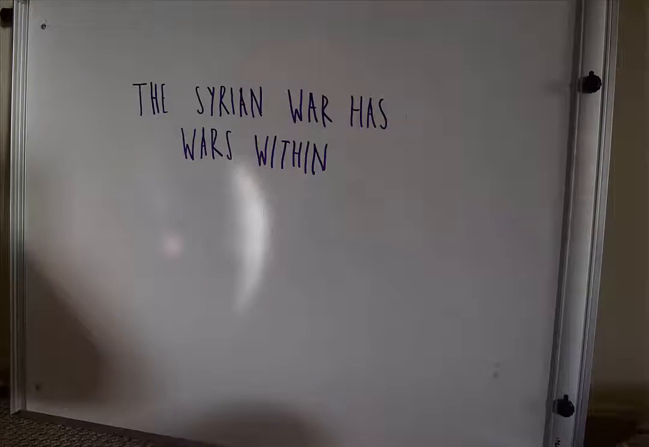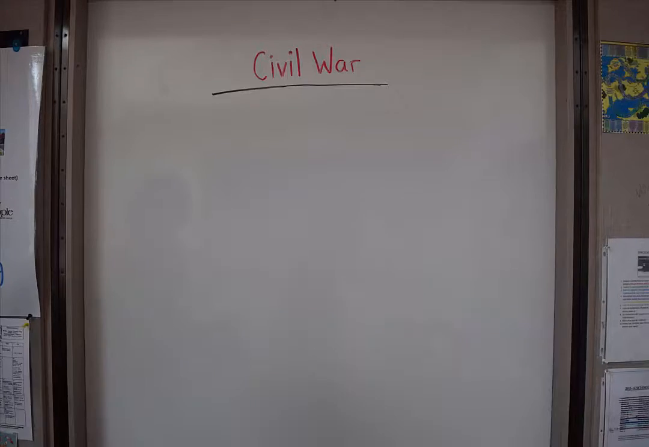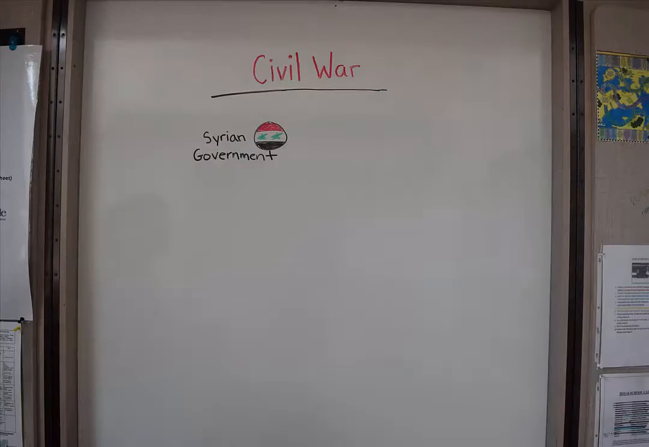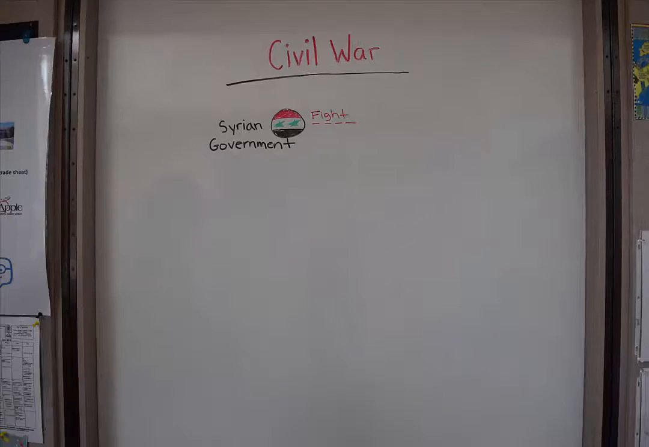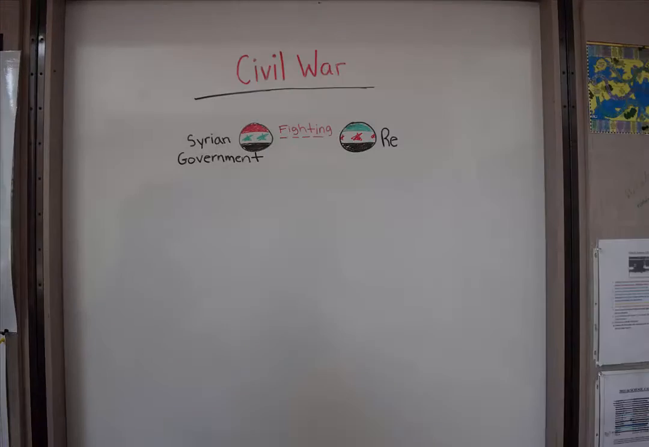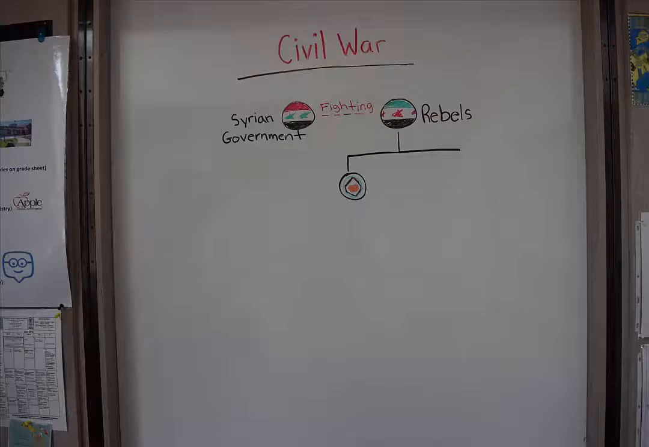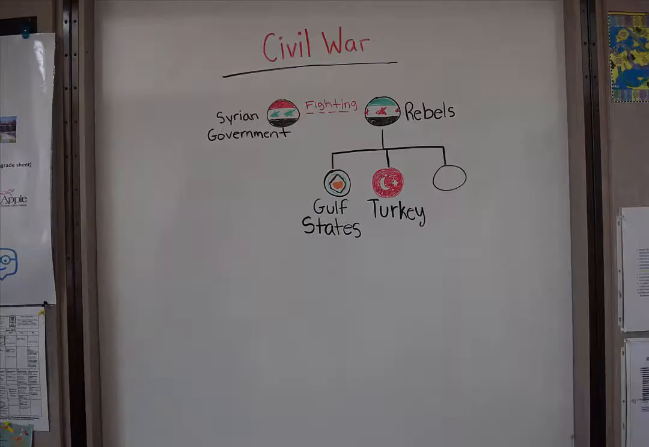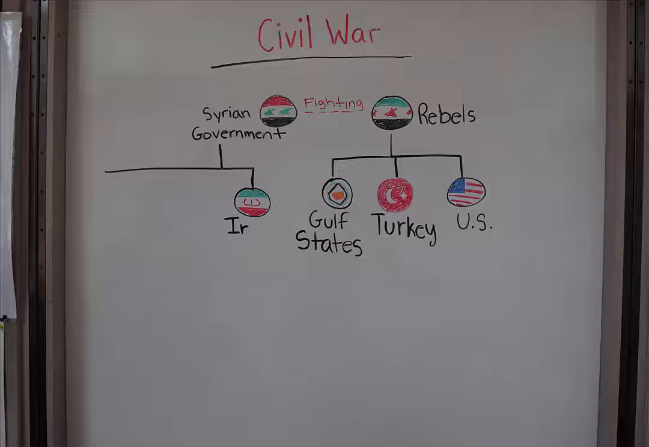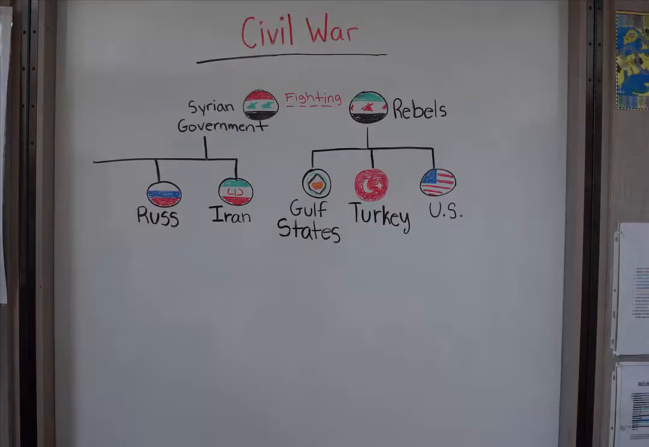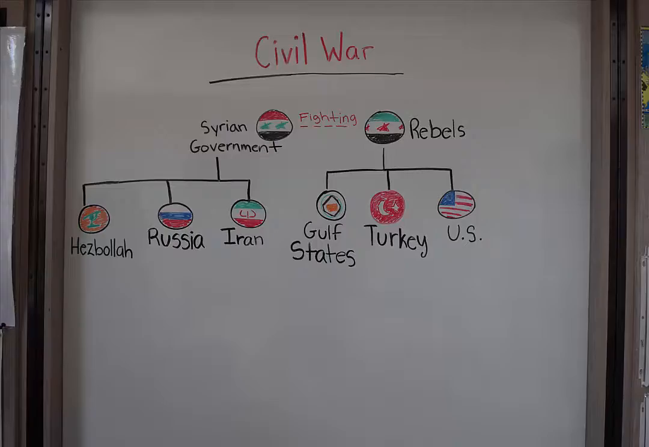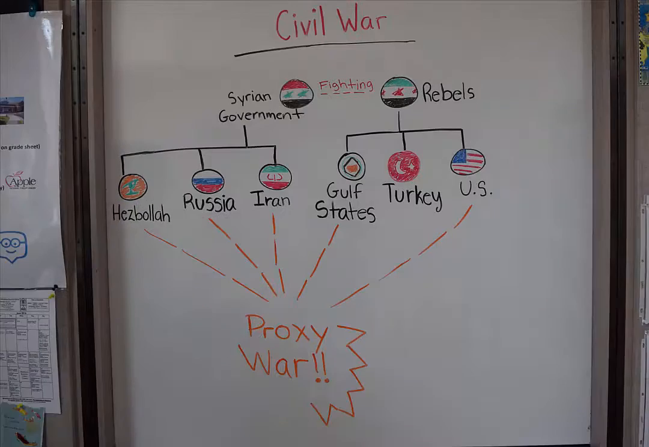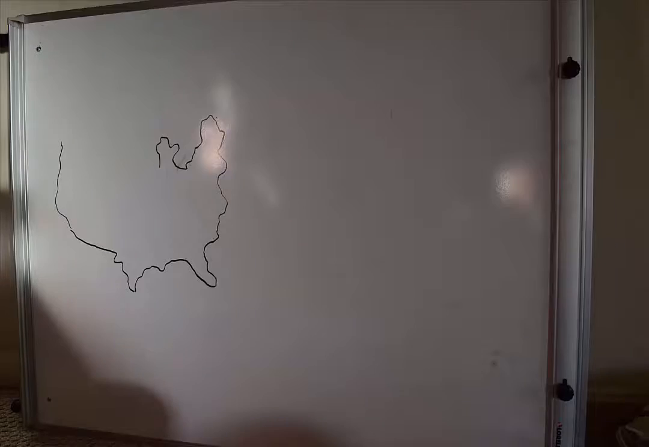The Syrian war has wars within. It starts as a fight between the Syrian government and the rebels, but now the Syrian government is being backed by Russia, Iran, and Hezbollah, while the rebels are being backed by the US, Turkey, and Gulf states. The support from other groups is a proxy war, Gulf states and the US against Hezbollah, Iran, and Russia. The US sent the CIA to train the rebels.